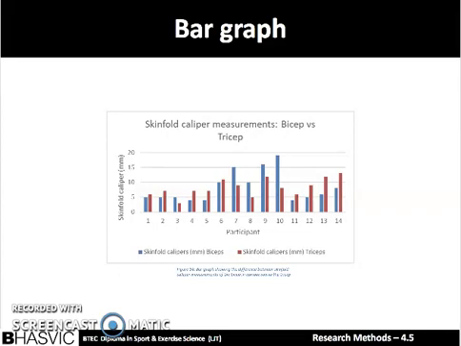So you can see the categories here obviously are bicep measurement and tricep measurement. So you've got the measurement in millimeters, skin fold caliper from 0 to 20, and you've got the participants 1 to so on up to 14. Again, you've got the axis labels, and you've got the title at the top and the figure title at the bottom.